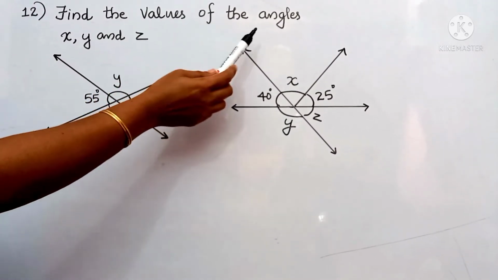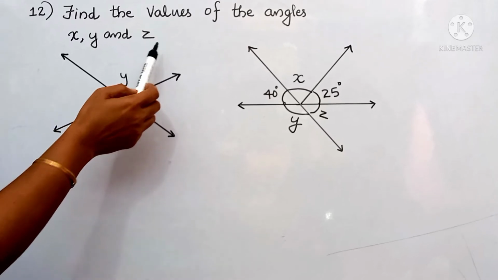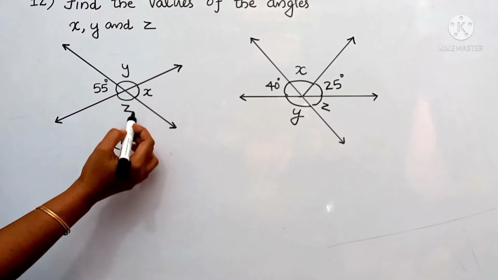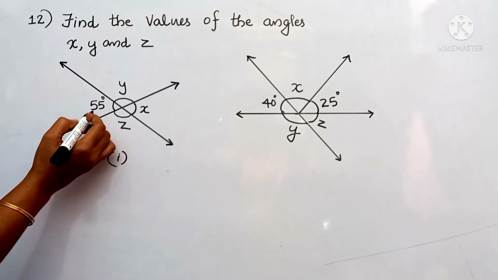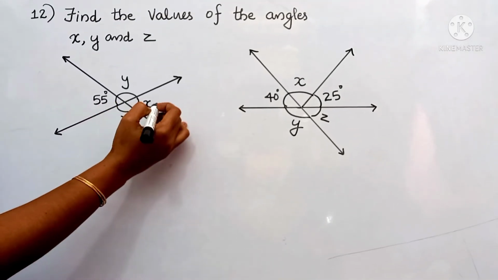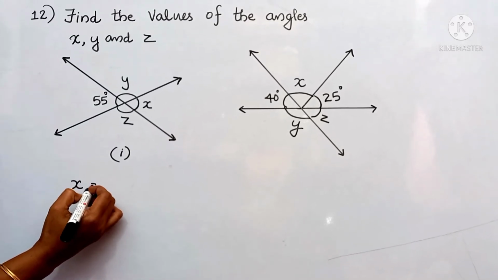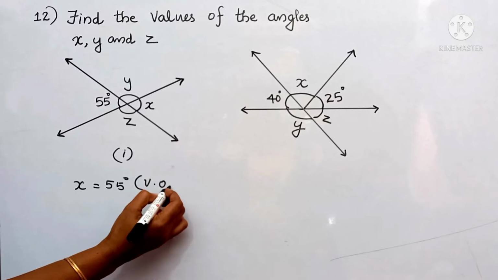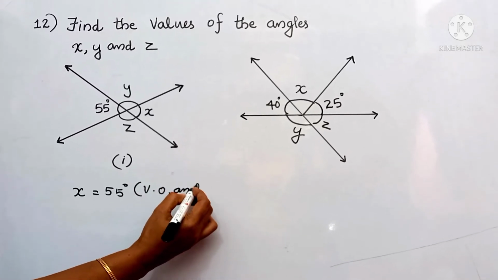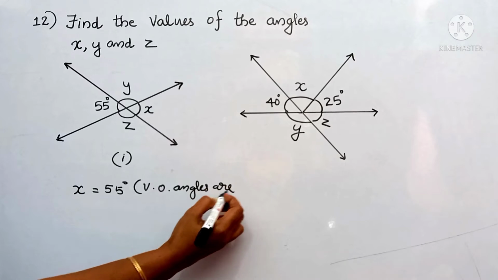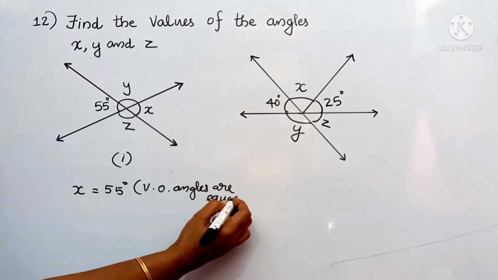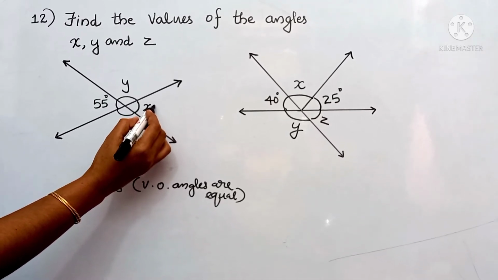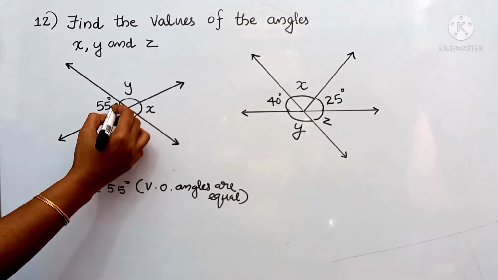Question number 12. Find the values of the angles x, y and z. Here in figure 1, we can see x, y and z, and here one angle is given, 55 degree. Then we can find x. x is equal to 55 degree because vertically opposite angles are equal. And we have got that x is equal to 55 degree, and we can find y.